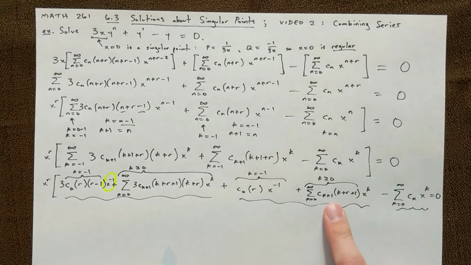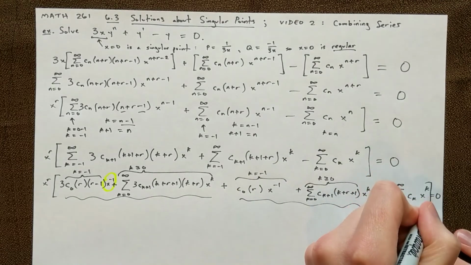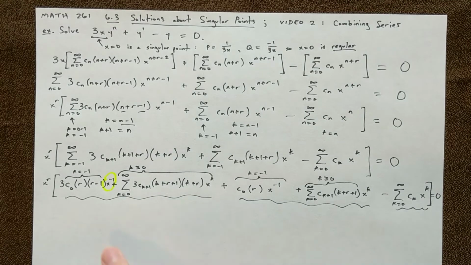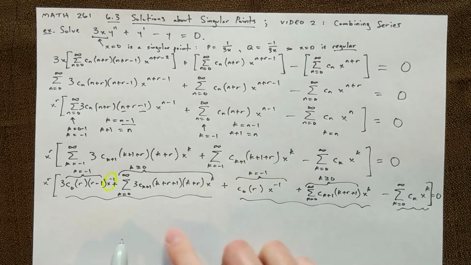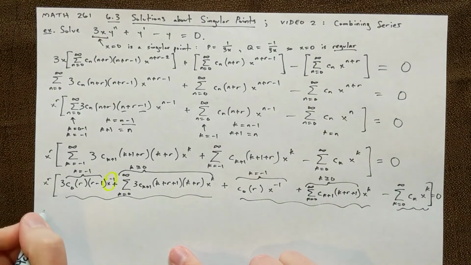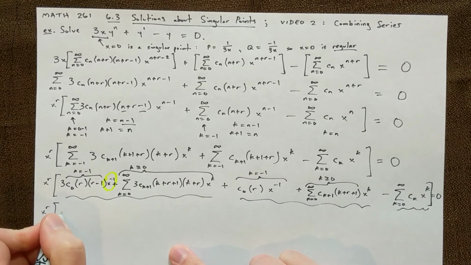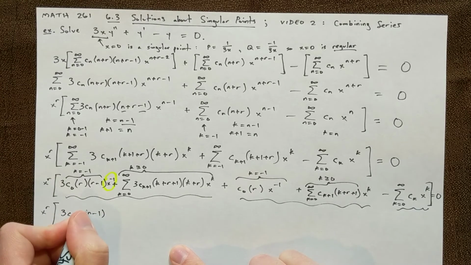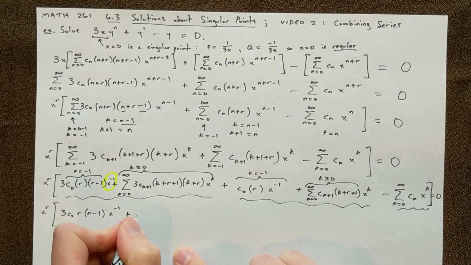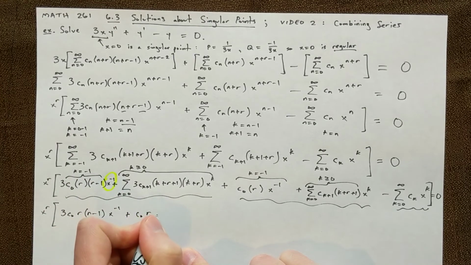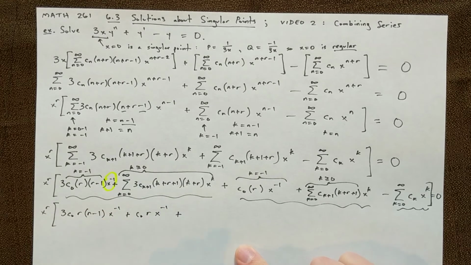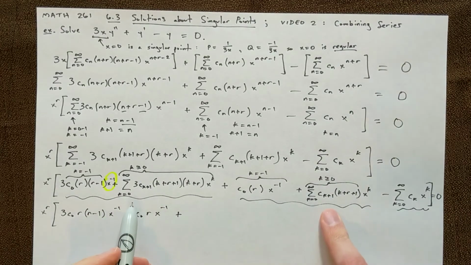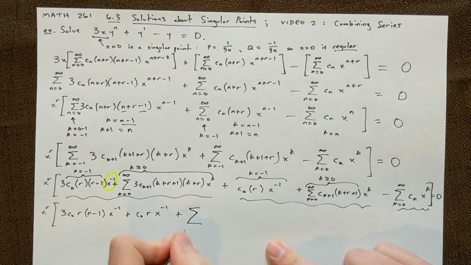And now if you look at the three sums, they all start at k equals 0. Okay, so we can put these two side by side. They both have x to the -1, so it makes sense to put them together. And then the three that are all in a summation, we can put those together. So I will do that next. So we have 3c0 times r minus 1, x to the -1, plus c0 times r times x to the -1, plus everything else is in a summation. So they're all k equals 0. So let's just put a big sum k equals 0 and then write their insides.